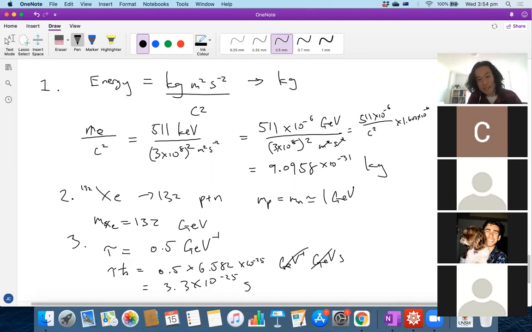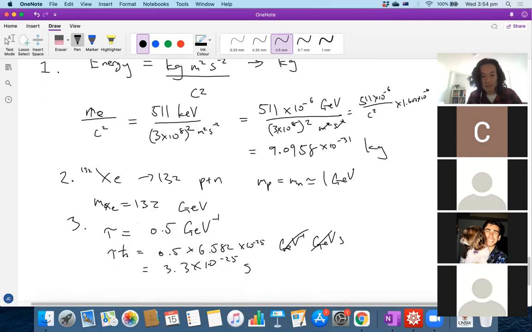With these, you can check at the end to see if it makes sense. If you got a very large number, you're going to have to go back and check if you got it in the right order, because a W boson is meant to be very short-lived. So this being a very small number tells you that you're on the right track.